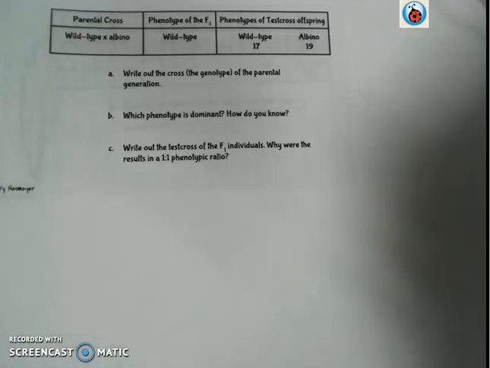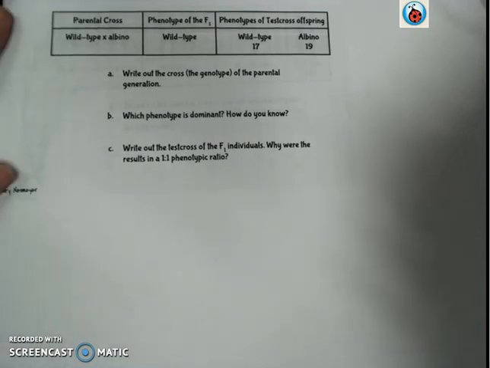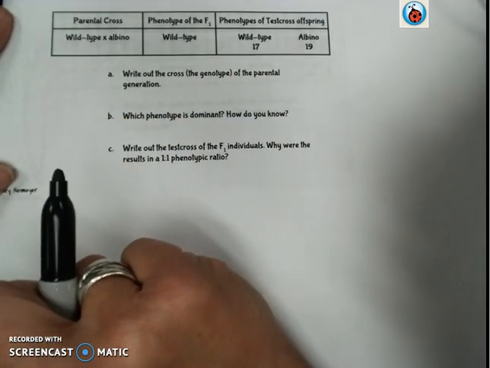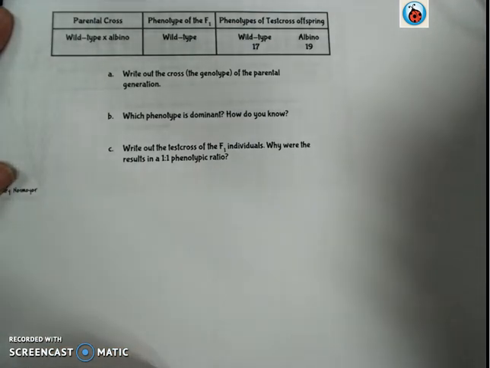Okay, so here we see a parental cross of a wild type. Now I believe this is going back to those Pika animals. But here we have a wild type cross with an albino, and all of the F1 have the wild type phenotype. And when we look at the test cross in this chart, we see about a 1-to-1 ratio of wild type to albino phenotype. So it says write out the cross or the genotype of the parental generation.